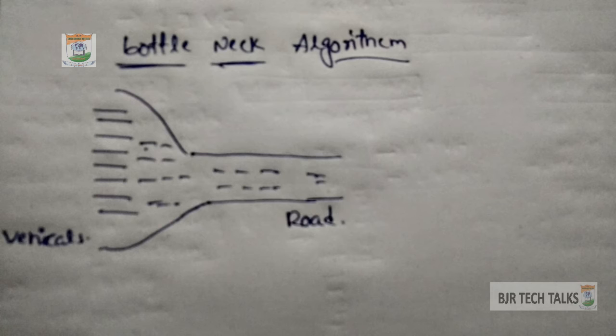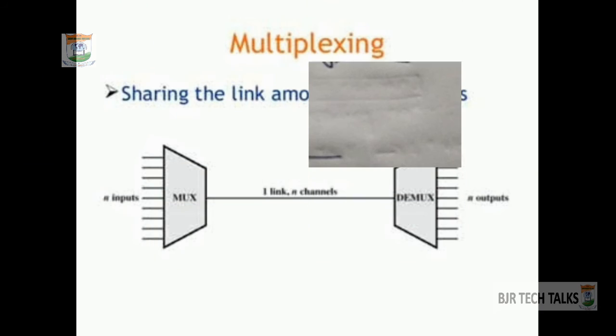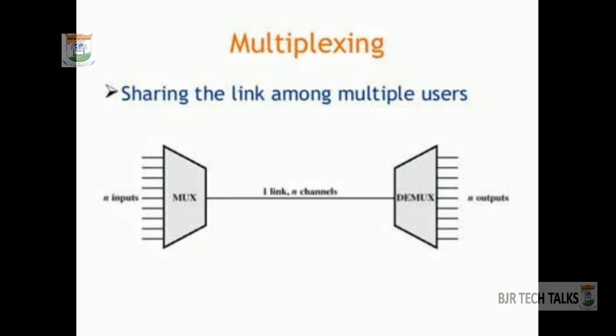Here the left side is our vehicles and the right side is a narrow road. Before entering the narrow road, the vehicles are moving fast. When entering the narrow road, they go in slowly. The entering of the narrow road is the flow control. That's why it regulates the speed of the vehicles. Same like data transport. The next service is multiplexing.